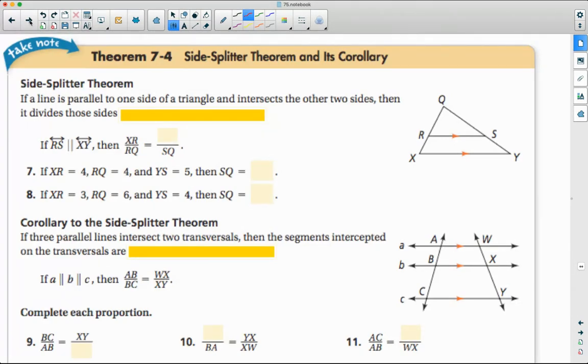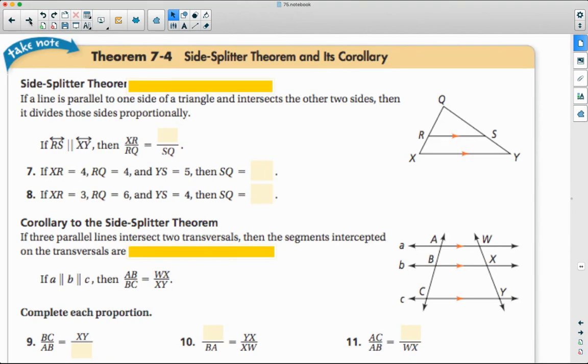Okay, side splitter theorem. Side splitter theorem and its corollary. The side splitter theorem talks about sides of triangles, proportions. It's not because it's hilarious. The side splitter theorem says if a line is parallel to one side of a triangle and intersects the other 2 sides, then it divides those sides proportionally.